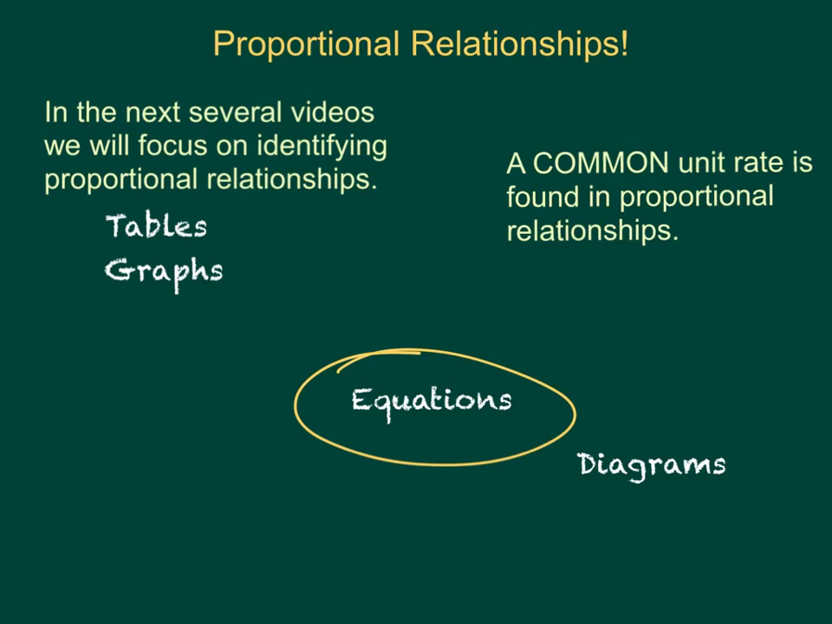So just keep in mind that as we look at the equations, our equations are still going to identify a common unit rate, or we will actually use the constant of proportionality within our equation, or it would be found in the equation if in fact the equation is proportional.